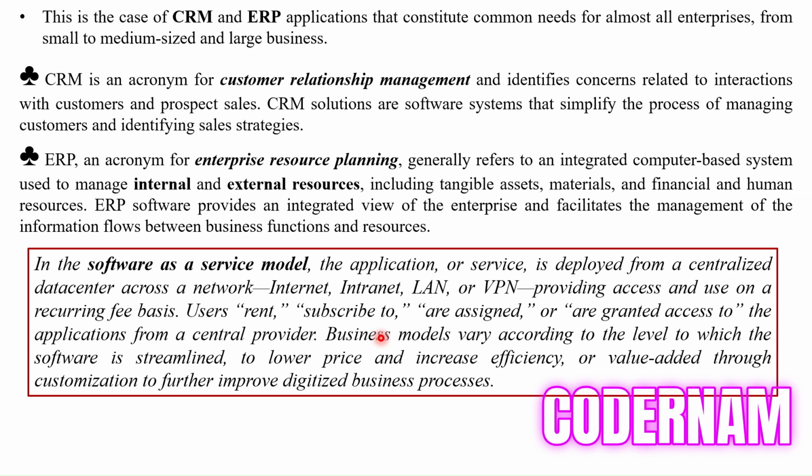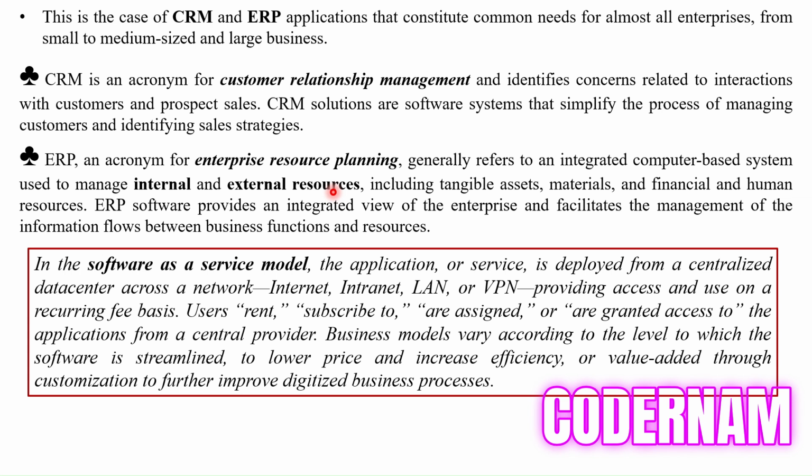So what do you exactly mean by CRM? It is the acronym for customer relationship management, and it identifies concerns related to the interaction with customers and prospect sales. CRM solutions are software systems that simplify the process of managing customers and identifying the sales strategy. ERP is also an acronym, for Enterprise Resource Planning. It generally refers to an integrated computer-based system used to manage internal and external resources. This includes tangible assets, material, and financial and human resources.